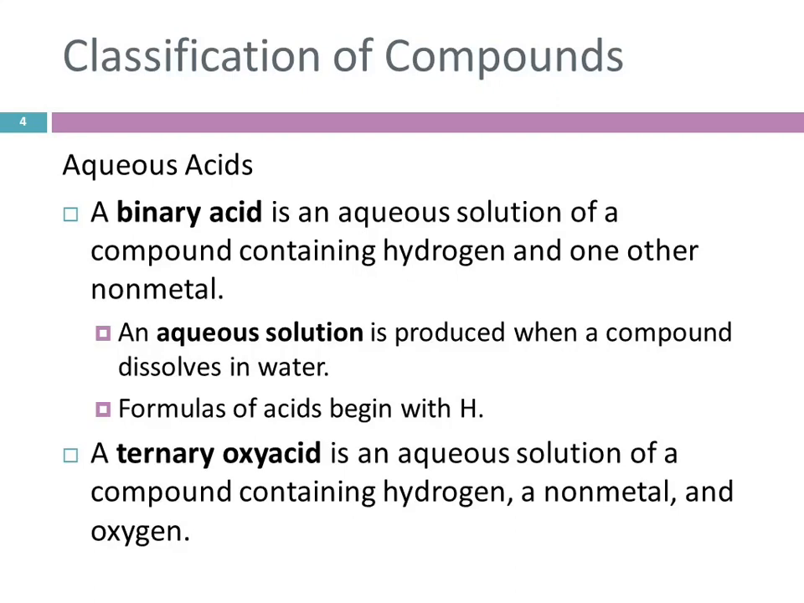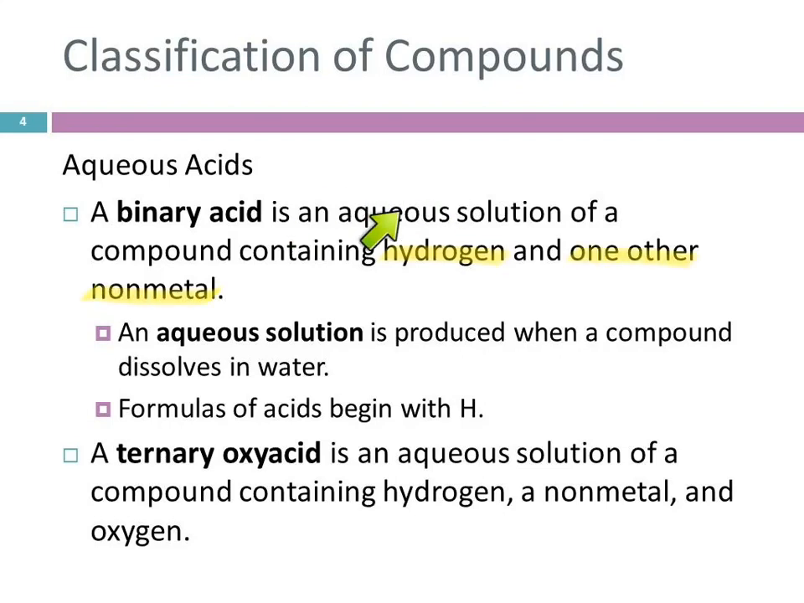And then there are the aqueous acids. The aqueous acids are in two groups, again, binary and ternary. Binary acid is an aqueous solution containing hydrogen and one other nonmetal. So again, we have the two elements. But here we're specifying that one of them has to be hydrogen. So hydrogen and one other nonmetal.